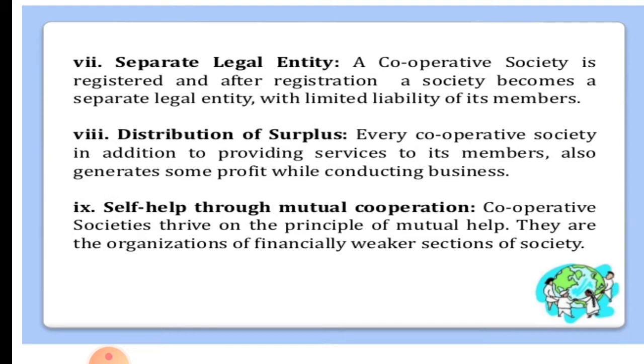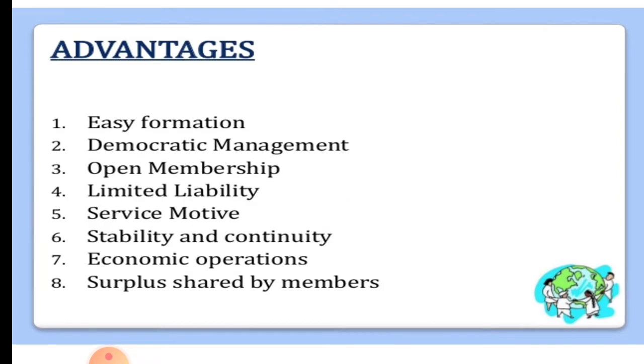Self-help through mutual cooperation. The main feature, or the principle, of a cooperative society is self-help through mutual cooperation: each and every member functioning for one person. Cooperative societies thrive on the principle of mutual help. They are the organization of financially weaker sections of the society. So each and every member helps the other members of the cooperative society.